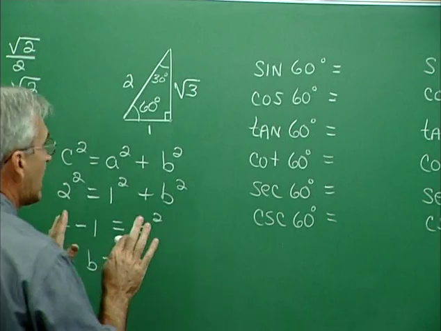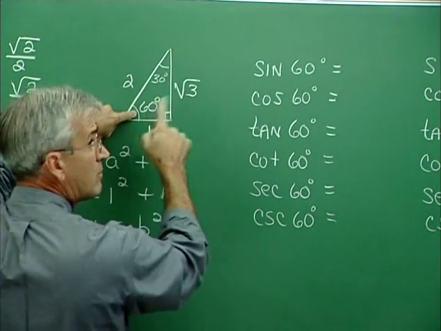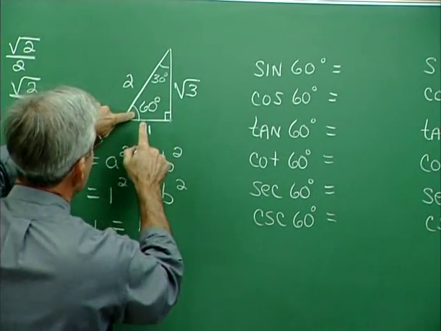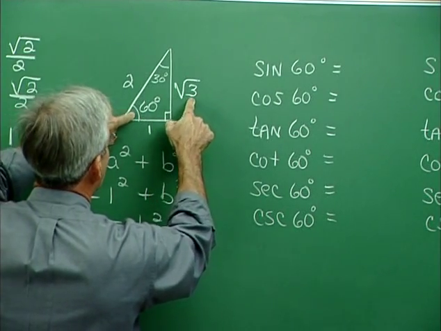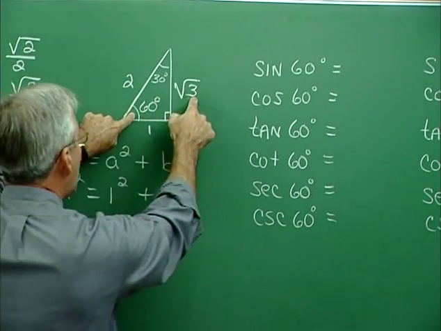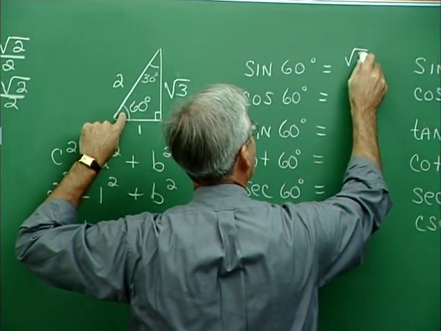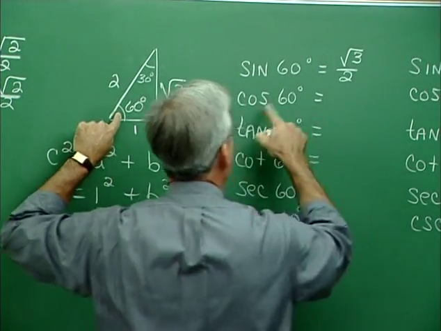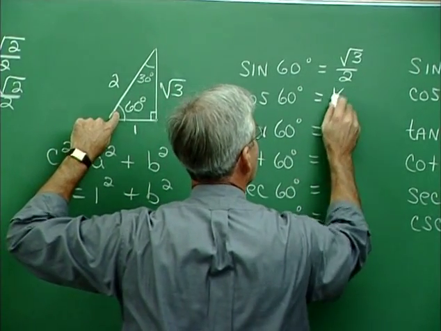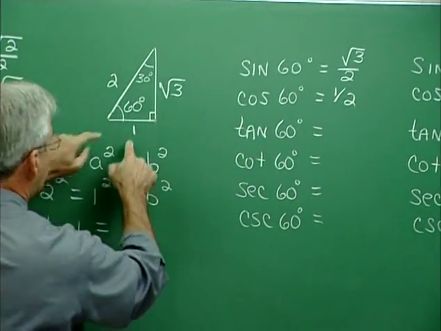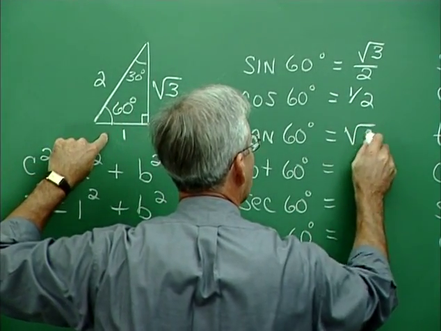All right, now let's generate our ratios. We have, let's see, from the perspective of the 60-degree angle, and we're going to do both of them here for this little reference triangle, but for the 60-degree angle, the sine is the square root of 3 over 2, opposite over hypotenuse. So sine of 60 degrees, square root of 3 over 2. Cosine of 60 degrees, that's 1 over 2, 1/2. The tangent of 60 degrees, square root of 3 over 1, square root of 3.